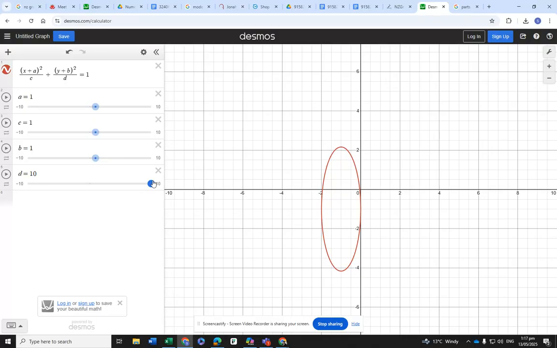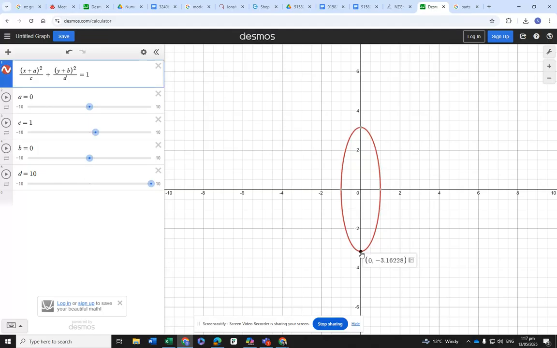Why does it always only go as far as, well, it's centered on 1 at the moment, so I might actually change my center to 0. This will help me to see things a bit easier. Oops, 0, if I can dial up 0. Okay, so I can see it's stretched. It goes from minus 3.16 up to positive 3.16.